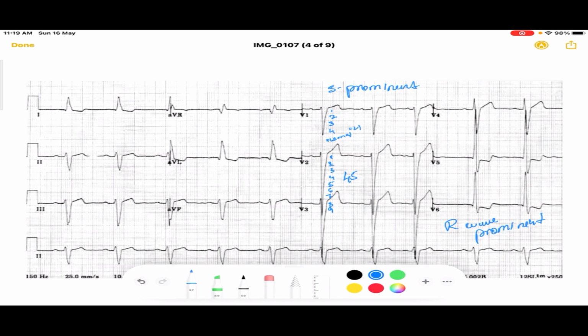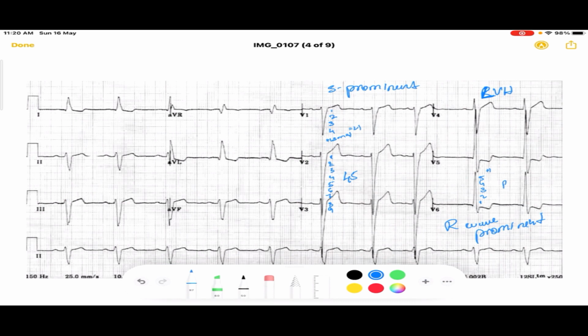So let's see the R wave in V6. 1, 2, 3, 4, 5 large squares plus 1 small square. 5 fives are 25 plus 1 small is 26. So the R wave is more than 25 small squares in V6. So this is left ventricular hypertrophy. Now let's see axis deviation.